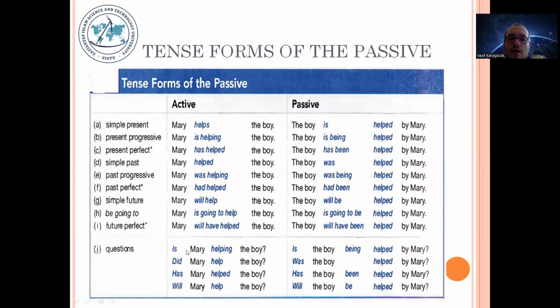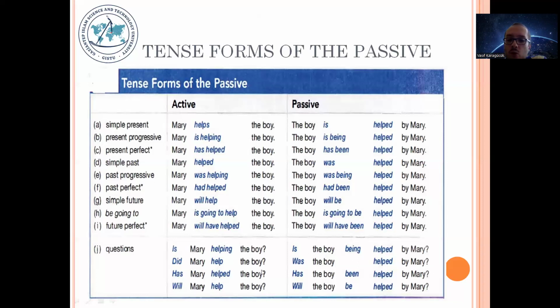And the questions are like this. Actually, the same rules, like that. Let's have a look at some questions. For example, in active, is Mary helping the boy? The passive form of the active question is the boy being helped by Mary? Did Mary help the boy? Was the boy helped by Mary?